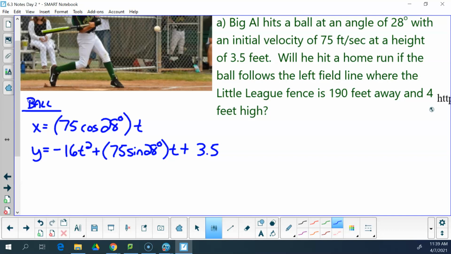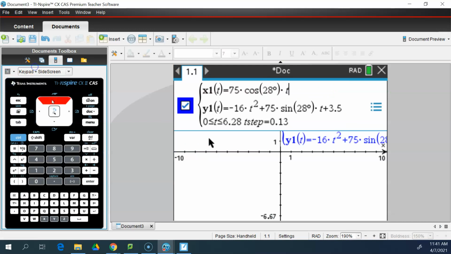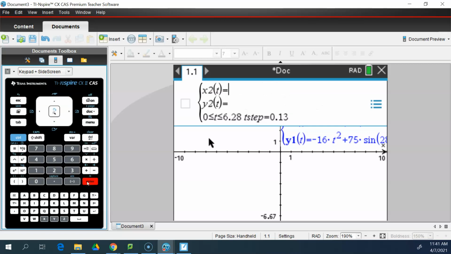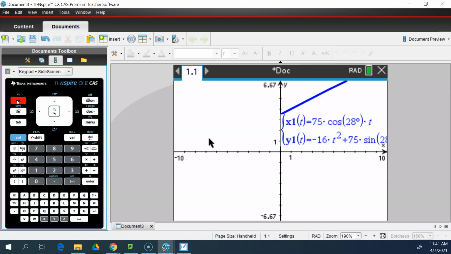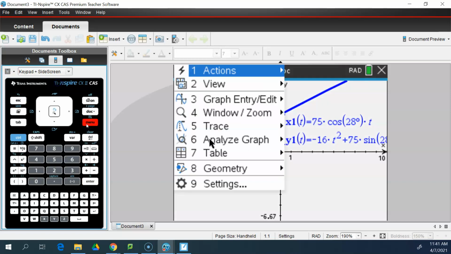Well, let's take some time here now and put that on your graphing utility. If you've got Desmos, this function. If you've got a graphing calculator, this function. So when we hit enter, that's what we see. We've got to adjust our window.